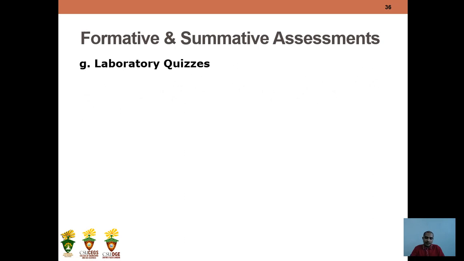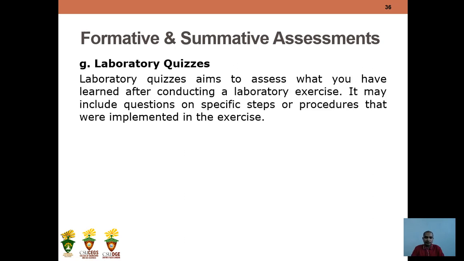Laboratory quizzes. We also have laboratory quizzes. This aims to assess what you have learned after conducting the laboratory exercises. This is separate from the short quizzes in the lectures. It may include questions on specific steps or procedures that were implemented in the laboratory exercises. So I will give laboratory quizzes.